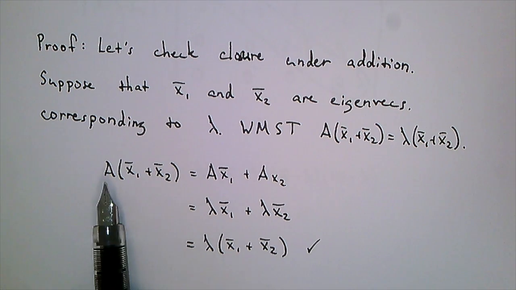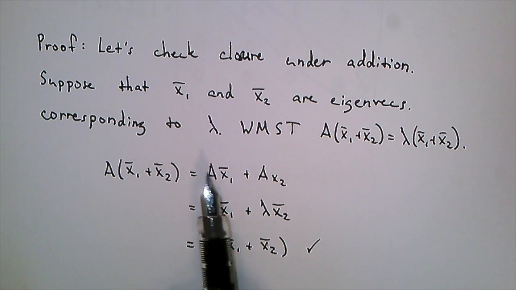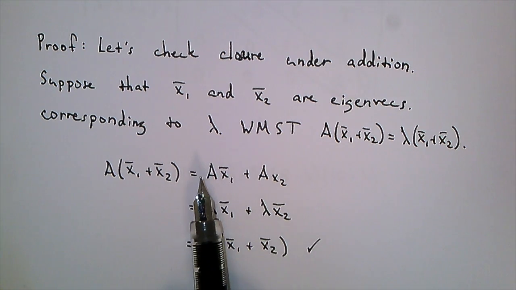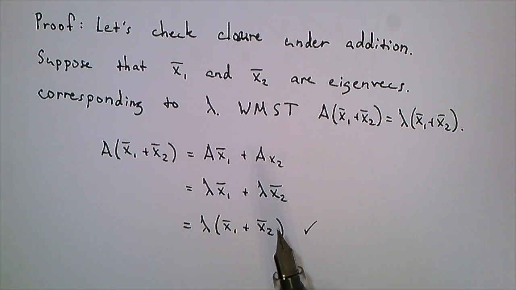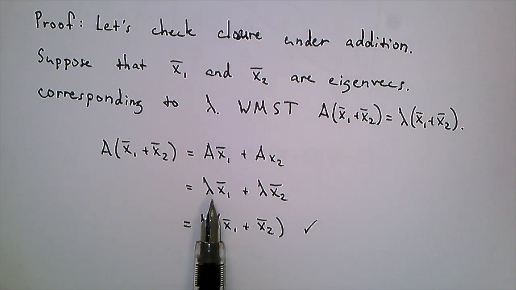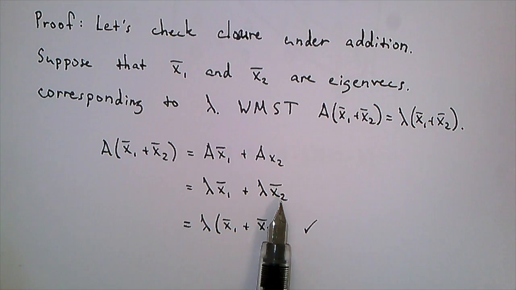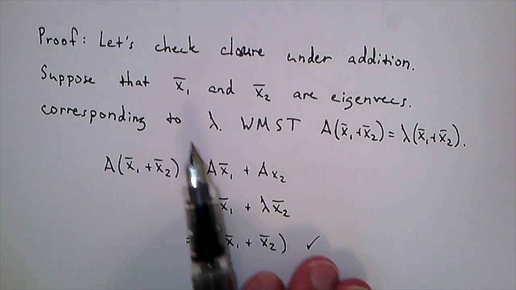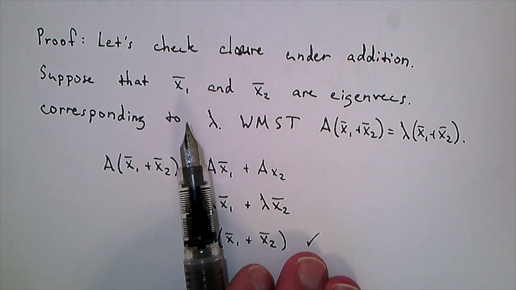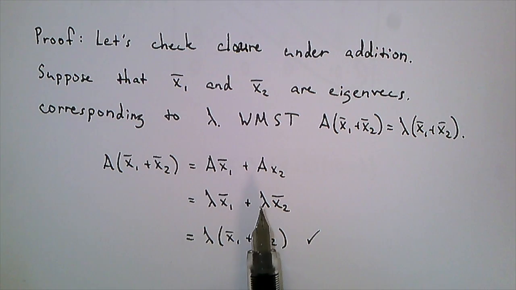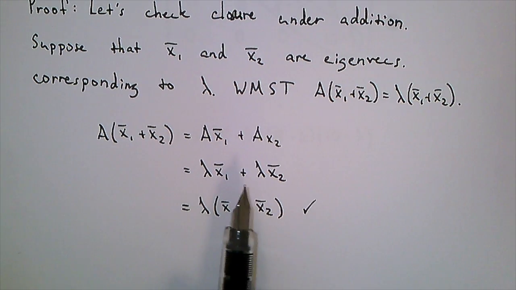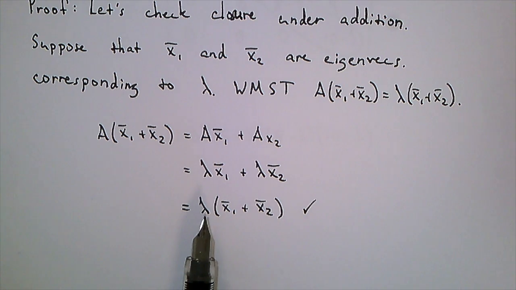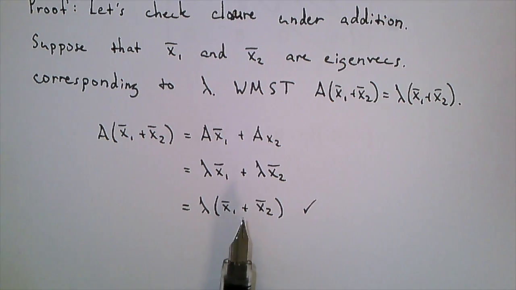When you multiply by a matrix over a sum, we can distribute. So this is really Ax1 plus Ax2, and that's going to be equal to lambda x1 plus lambda x2. That's because we know we started with eigenvectors corresponding to lambda. And then we can factor out that eigenvalue, factor out the lambda. So we actually do end up with lambda times (x1 plus x2).